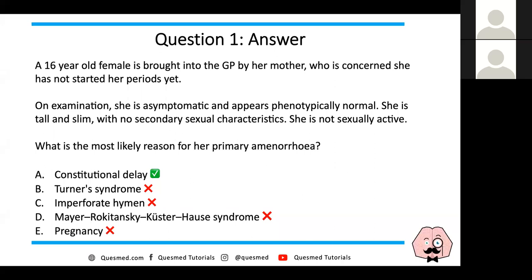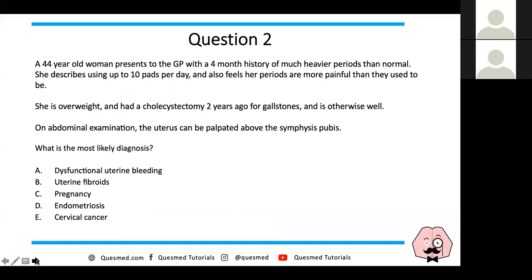Now, we should never forget to ask about pregnancy in all cases of amenorrhea, even primary amenorrhea. But the scenario does say that this girl isn't sexually active, so we can rule out pregnancy in this case. So the correct answer there is constitutional delay. So let's move on to the next question. And again, you'll have a minute to read the question and formulate an answer.